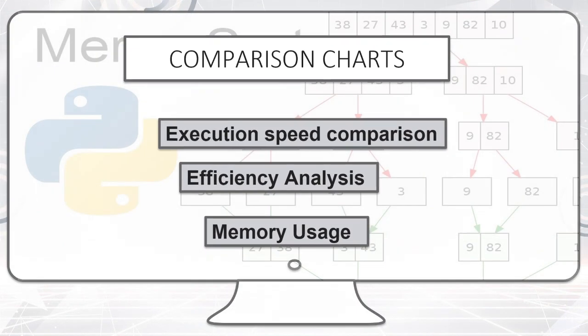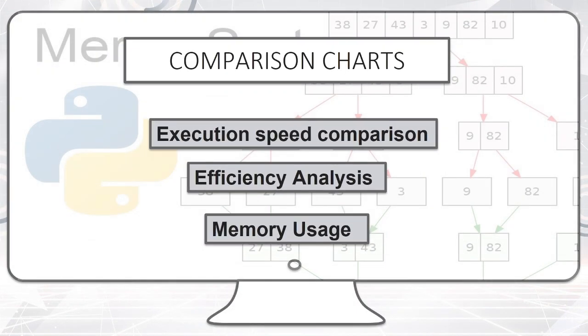So this slide presents a visual representation of performance analysis likely related to an algorithm or a system. It highlights three key areas of comparison: the execution speed comparison, which shows how fast the algorithm or system performs; the efficiency analysis, which evaluates how effectively the algorithm or system utilizes resources; and the memory usage, which illustrates how much memory the algorithm or system consumes.